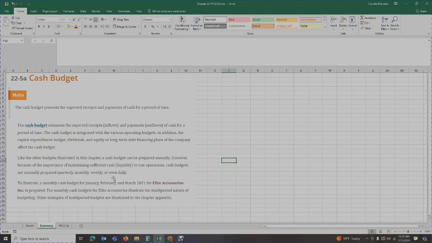However, because of the importance of maintaining sufficient cash to run operations, cash budgets are normally prepared quarterly, monthly, weekly, or even daily. Where I used to work, we would prepare the cash budget on a daily basis. We needed to make sure we were aligned with our budget expectations. If not, we could make adjustments.